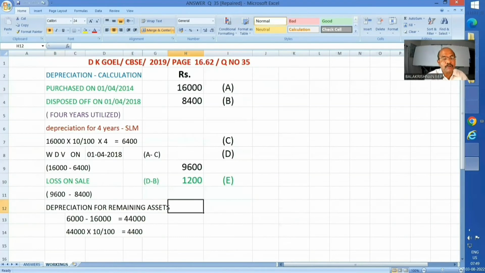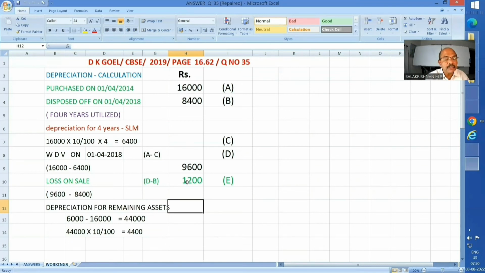Now we have to find the profit or loss. We have found depreciation of 6,400 accumulated for 4 years. Therefore, the written down value will be original minus the accumulated depreciation, that is 9,600. Loss will be book value minus the value realized. That means 9,600 minus 8,400. That is 1,200. So purchased on 1-4-2014, 16,000. Disposed on 1-4-2018 for 8,400. 4 years utilized. Written down value on the date of sale is nothing but original cost minus this depreciation, that is 9,600. Since it has realized 8,400, obviously the loss on sale is 1,200.